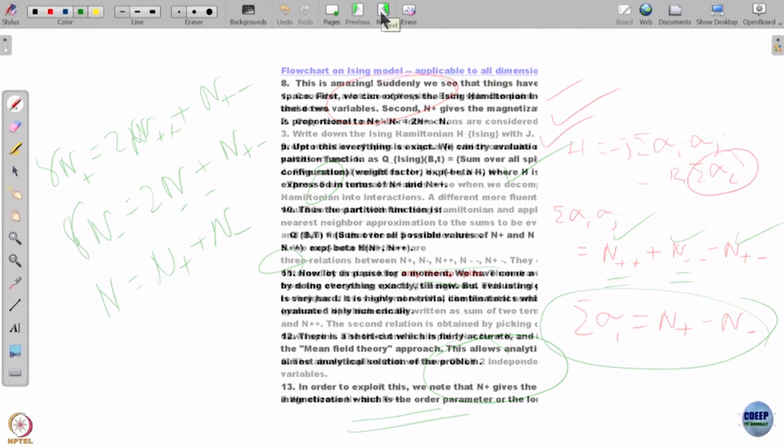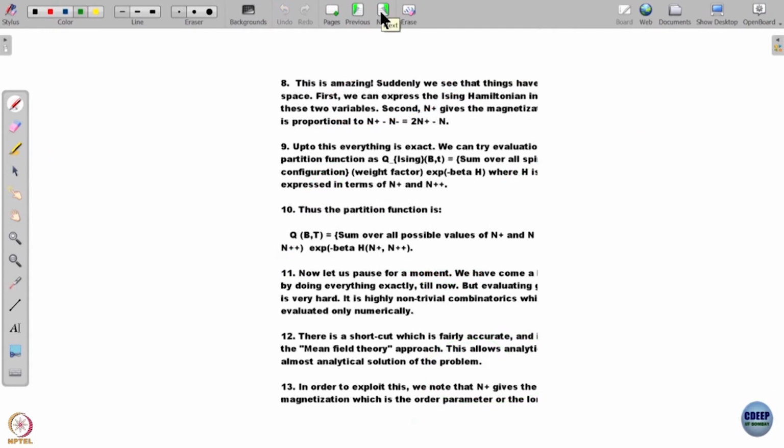Okay. Now, we continue with these things. This is amazing. Suddenly, we see that things have become very simple. We can express the Ising Hamiltonian in terms of these 2 variables only, all of it proportional to n plus and n minus. Up to this point, everything is exact. Now we will go on for quite some time, and it will be exact.